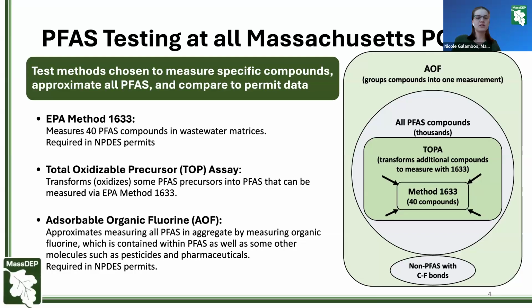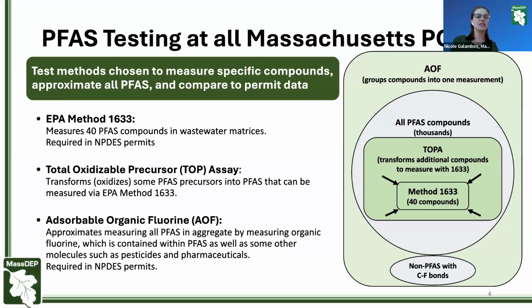Three different PFAS test methods were chosen to measure specific compounds, to approximate all PFAS, and to compare to permit data. The methods included EPA method 1633, TOP assay, and AOF, or adsorbable organic fluorine. The Venn diagram on the right shows how each of these test methods relate. AOF is the broadest method, which gives one aggregate result for all PFAS in the sample. Next is TOP assay, followed by method 1633, which measures concentrations of 40 PFAS compounds.